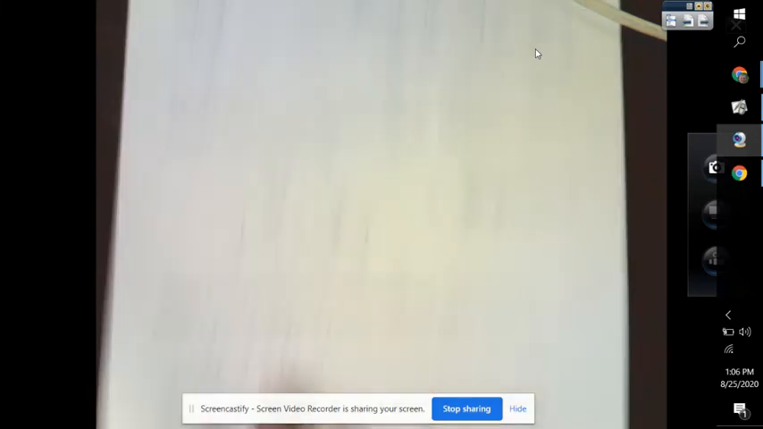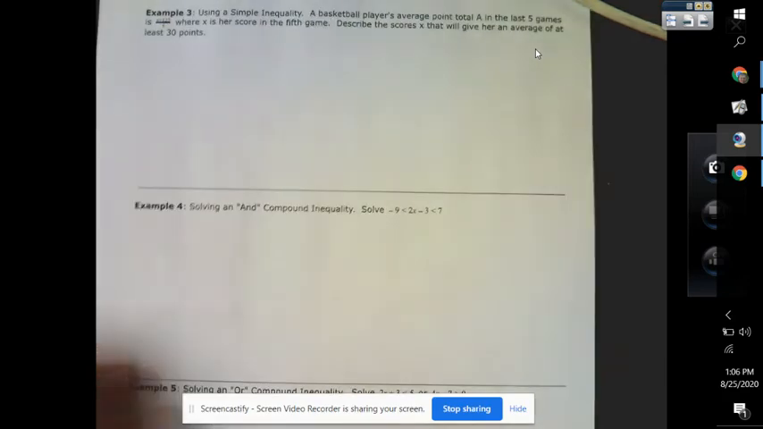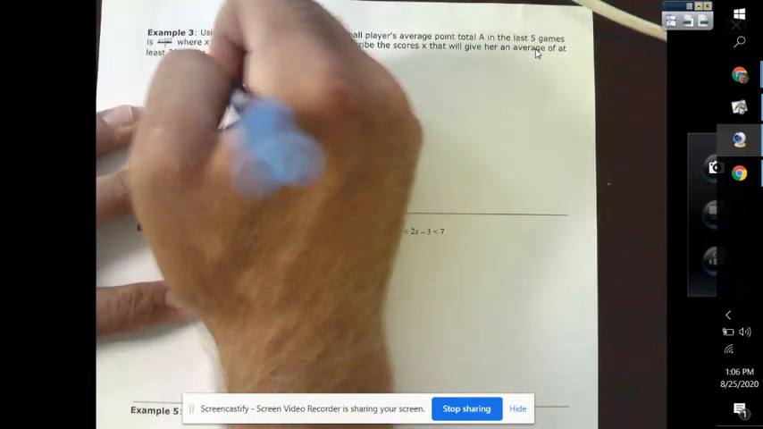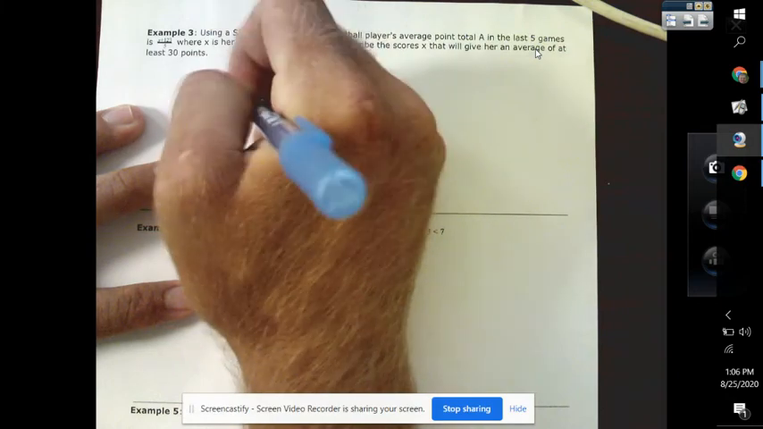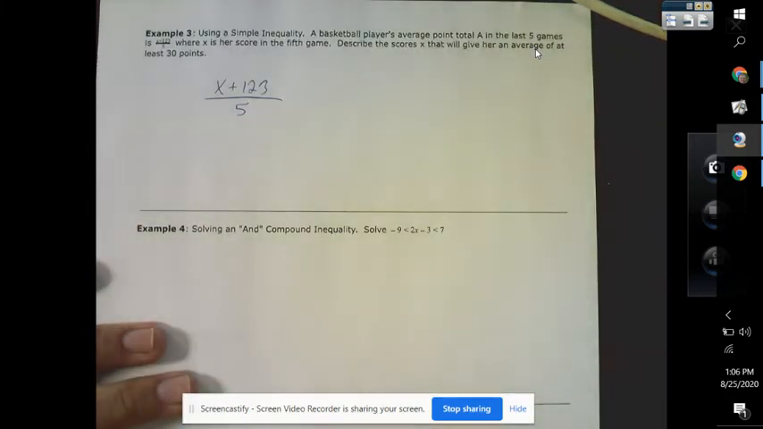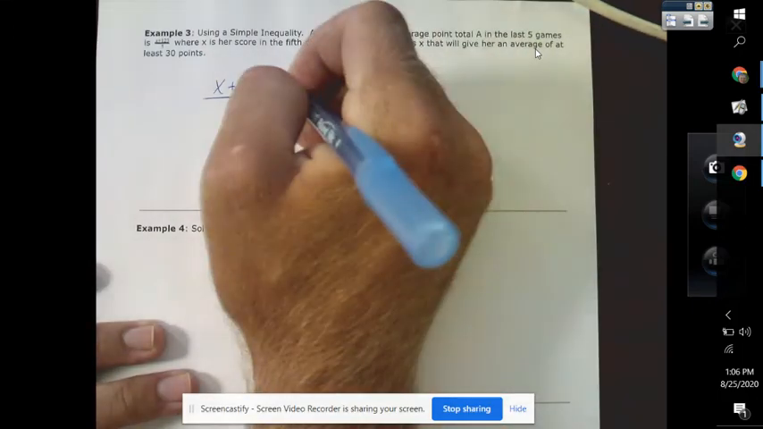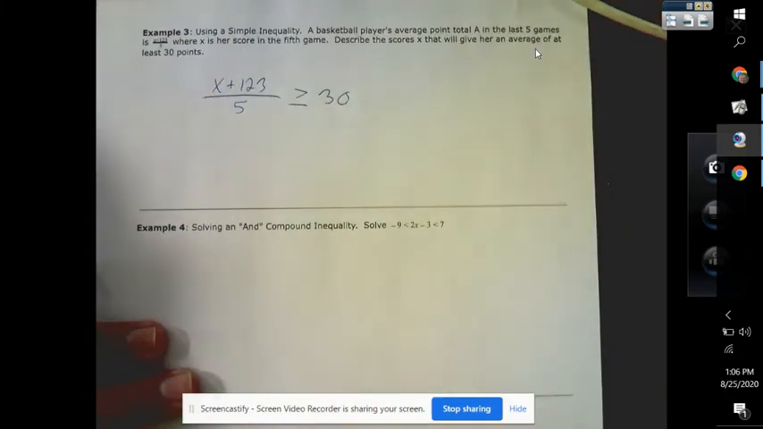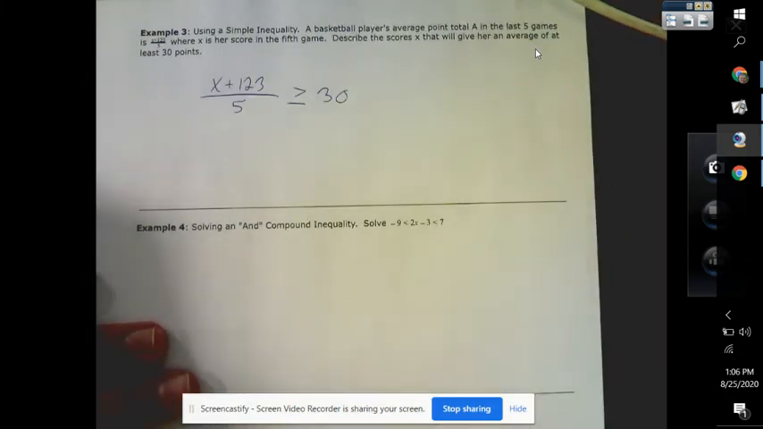Cool. Okay. Using a simple inequality, a basketball player's average point total A in the last 5 games is, it's really hard to see, I apologize, x plus 123 over 5, where x is her score in the 5th game. Describe the score as x that will give her an average of at least 30 points. Now, when it says at least, we want it to be greater than or equal to 30. I mean, you can have 30, but you want it to be at least that.